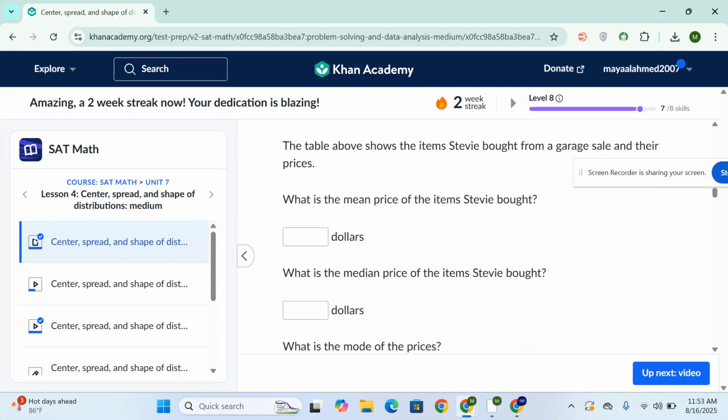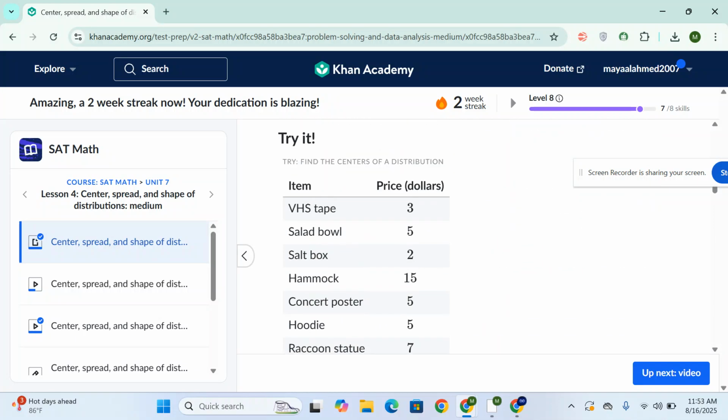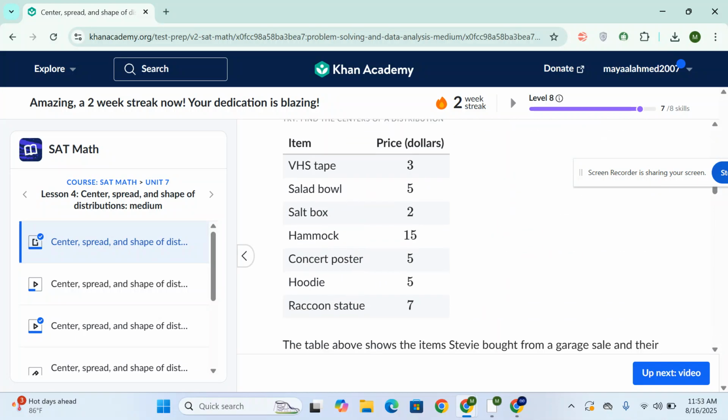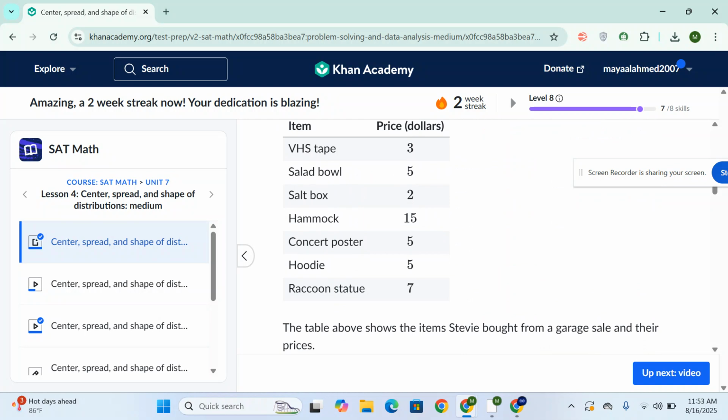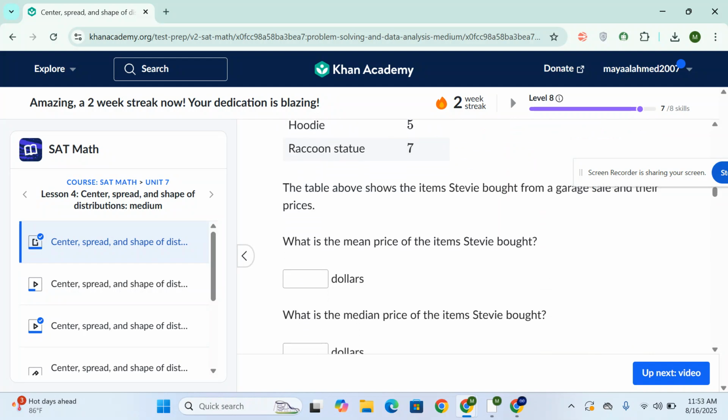Then they're asking what is the median price of the items that Stevie bought. So to calculate the median, once again, you're going to arrange everything in ascending order. So the lowest price is the salt box, so that comes first. Then you'll have the VHS tape, etc. You're just going to arrange it in order. After that, you're going to start cutting from both sides because this is an odd number of values, which is 7. So the one left in the middle will be your median.